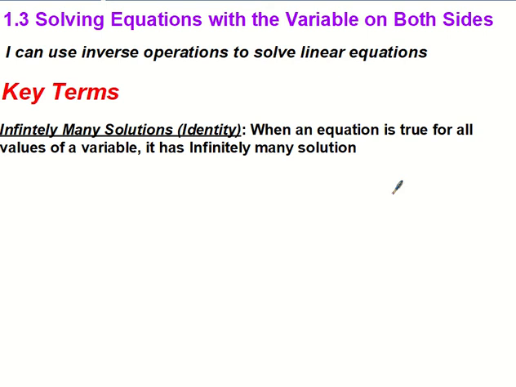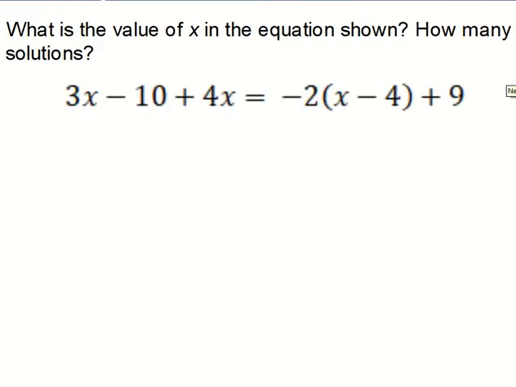We have what's called infinitely many solutions, or you'll see in the book, we'll call it identity. This is when the equation is true for all values of the variable. It has infinitely many solutions. So we kind of saw that in our quizzes the other day, where it will always work no matter what I put into it, okay? And then the other one is going to be no solution, but we also have seen that a little bit, where nothing will work, okay? So we're just introducing different kinds of solutions. So we're going to solve this x, and we're going to talk about how many solutions it has.